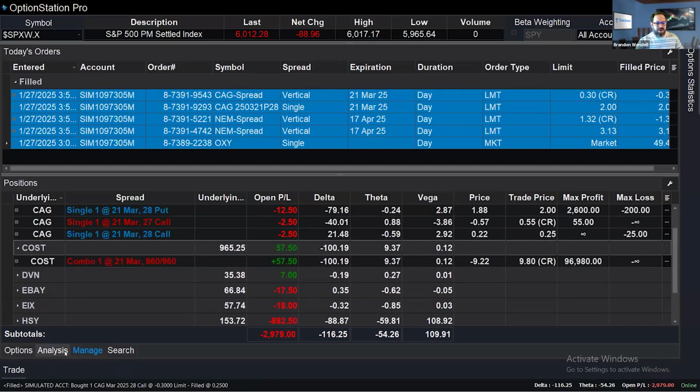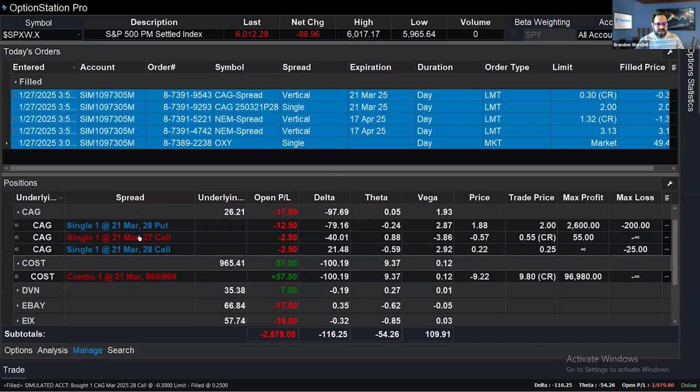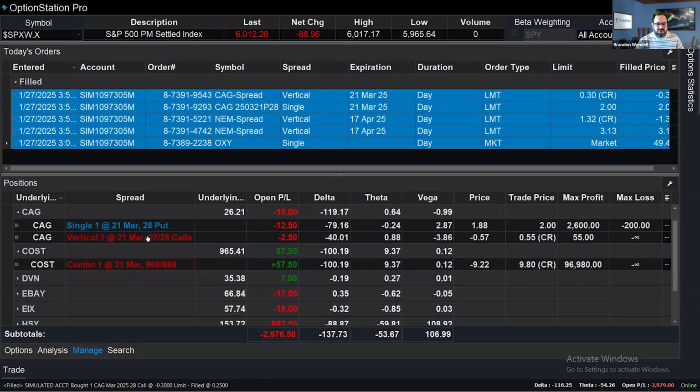No, actually, let me just go back right here. Actually, I should be able to see them. No, it was a vertical spread on CAG. That's what it was. One of my options didn't fill. That's why it looks weird. This was a call spread that I put on, a vertical call spread.